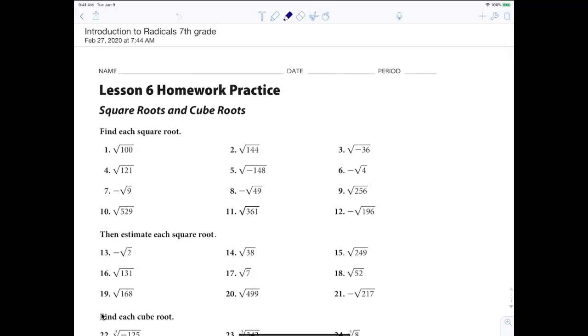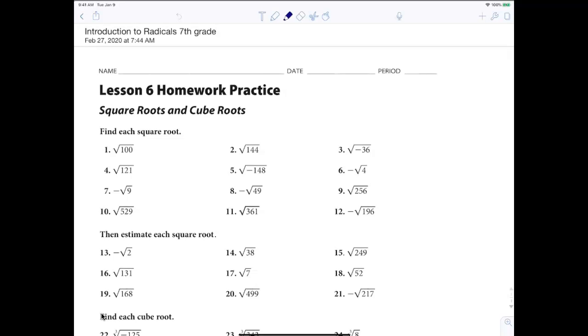Yes, sir. I think my calculator's dead. You think it's dead? All right, here we go.